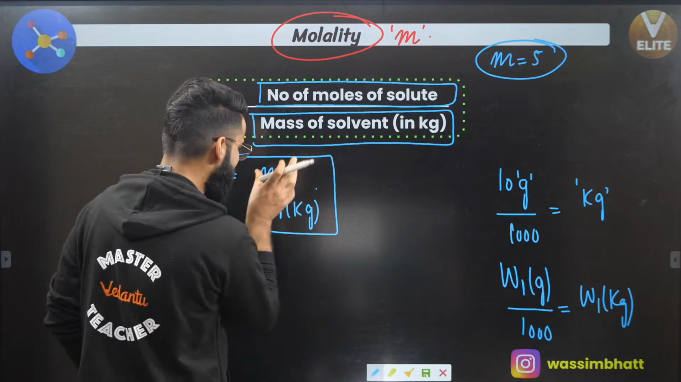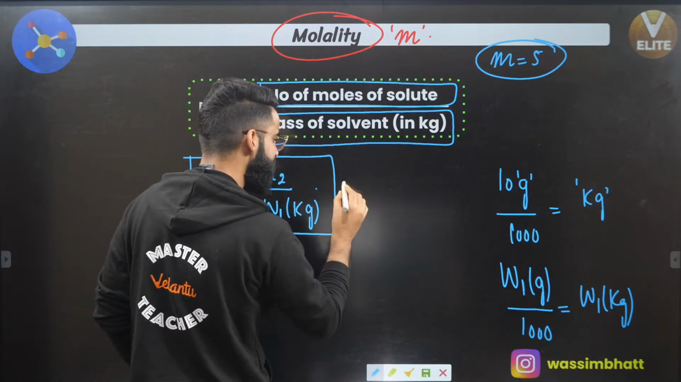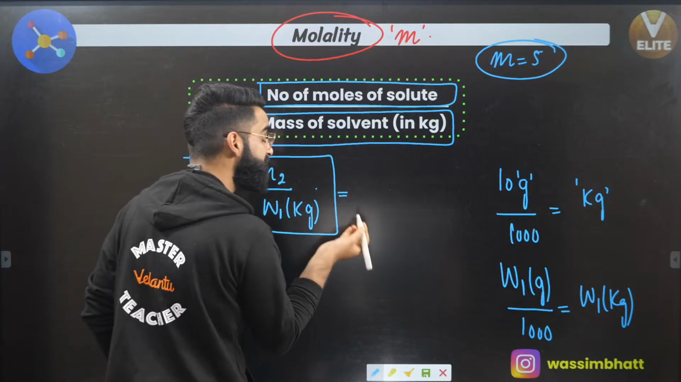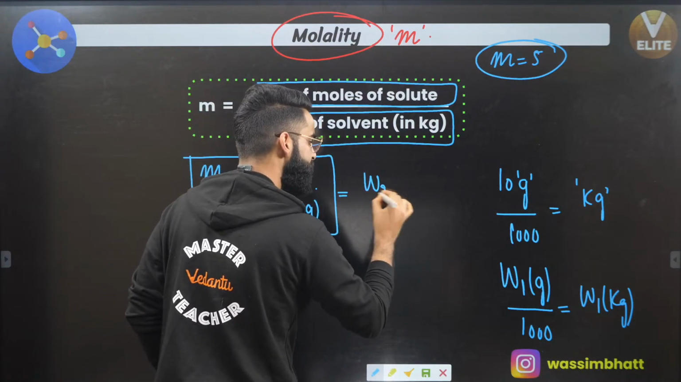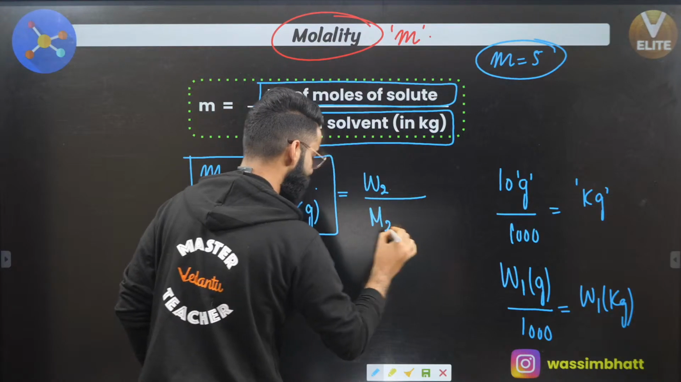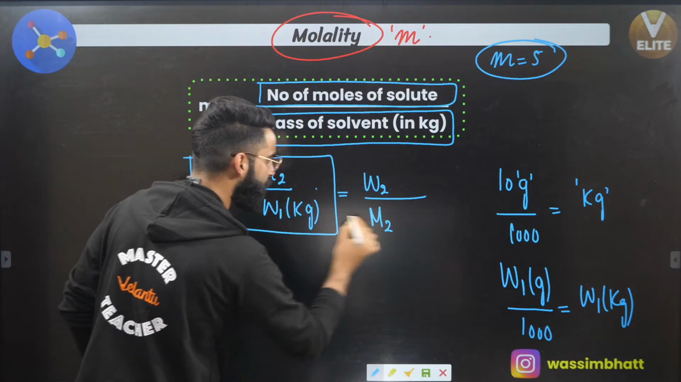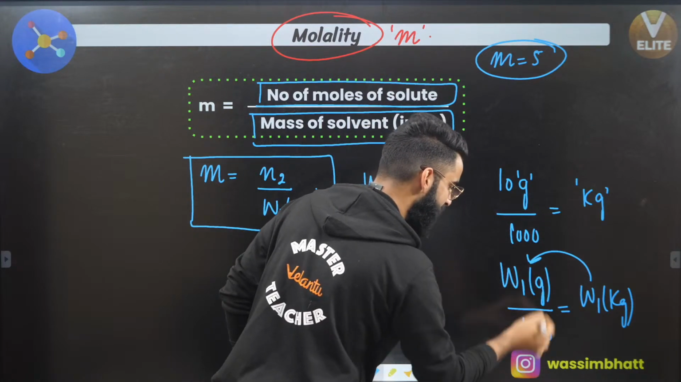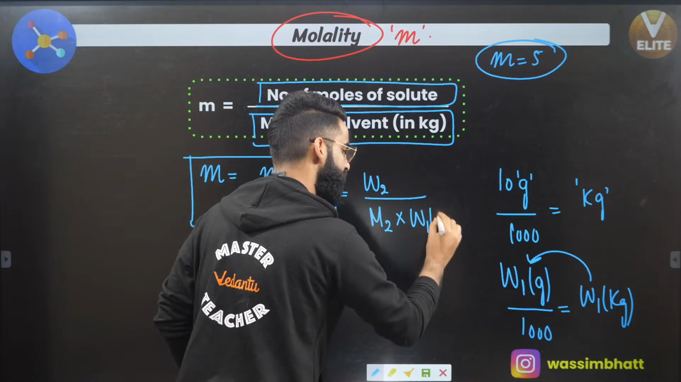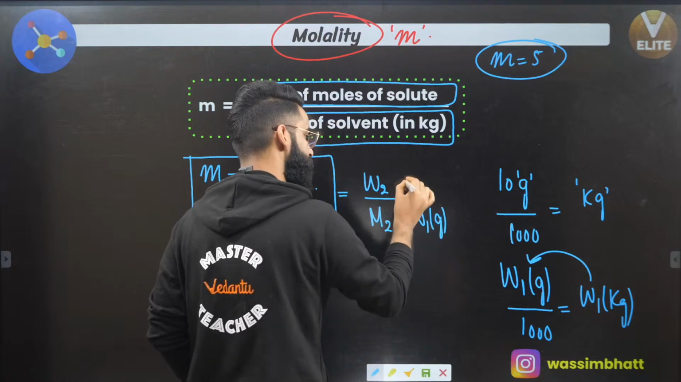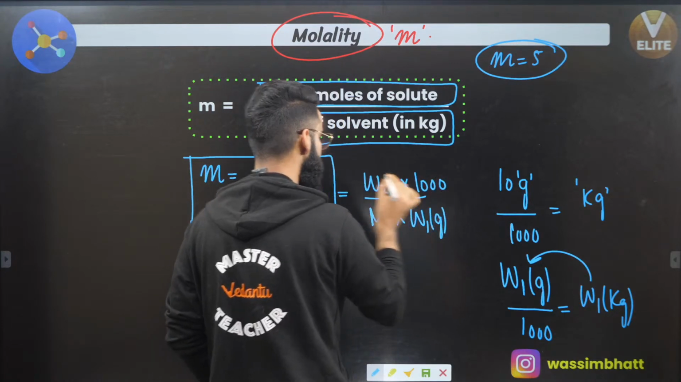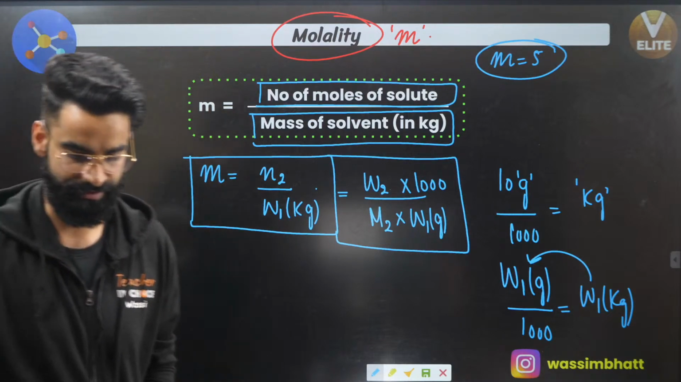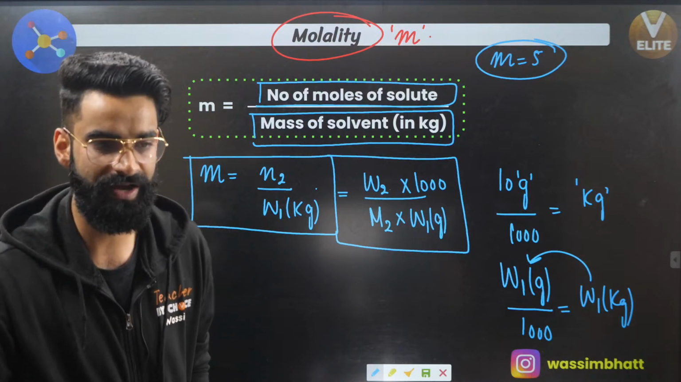Now people, in this formula, I can write the same formula like this as well. It's going to be N2, the number of moles of solute, which is equal to mass of solute divided by molar mass of solute. In the denominator, you have W1 in kilograms. Instead of W1 in kilograms, I can write W1 in grams divided by 1000. That 1000 goes up, so that 1000 comes over here. So this is one more formula by means of which we can calculate molality of the solution. I'm sure it's clear to you.